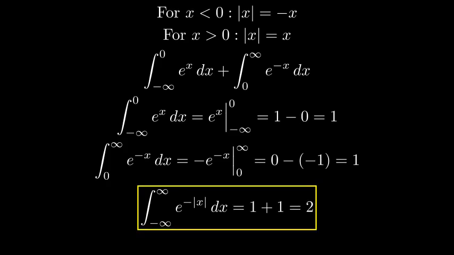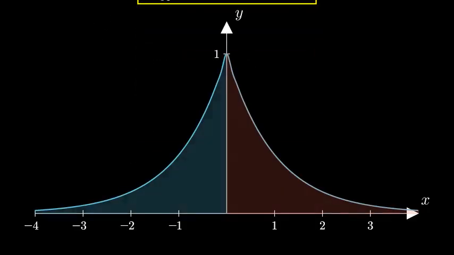This result makes intuitive sense if we look back at our graph. The total area under the curve is equal to 2, with 1 unit of area coming from each side of the y-axis.